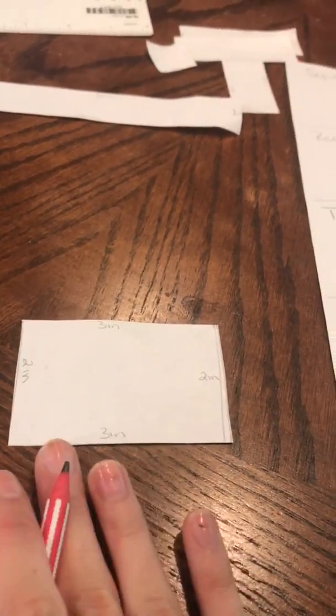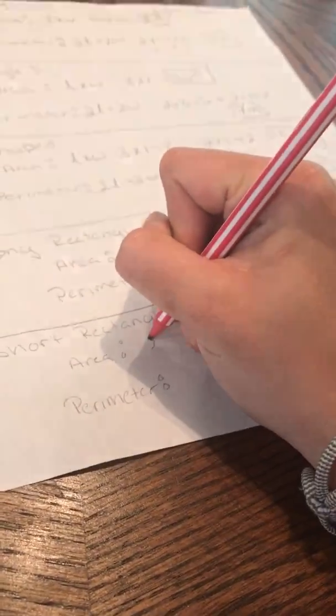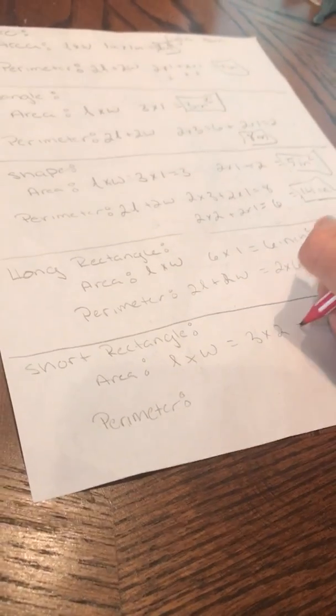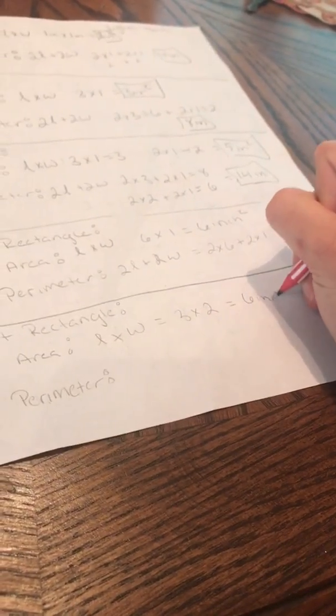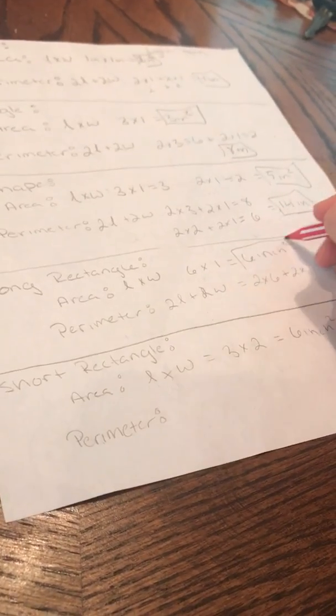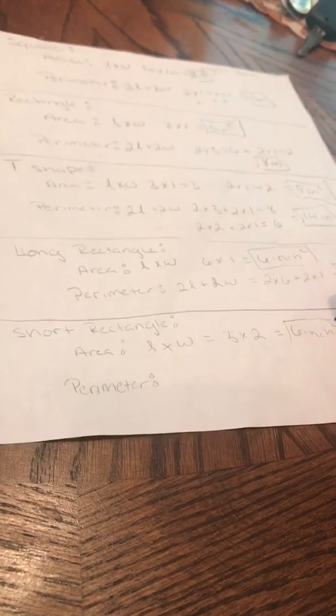Now we're going to go off to the shorter rectangle. Again, length times width. Length is 3 inches, width is 2 inches. So we have length times width, which equals 3 times 2, and that is equal to 6 inches squared, just like the long rectangle. See that right here? Same area. Now let's see if the perimeters are different.